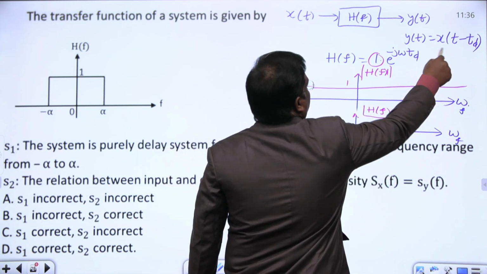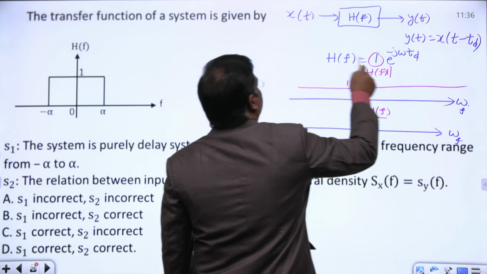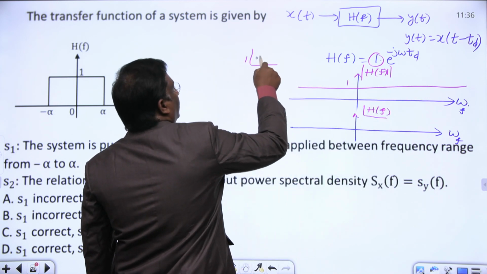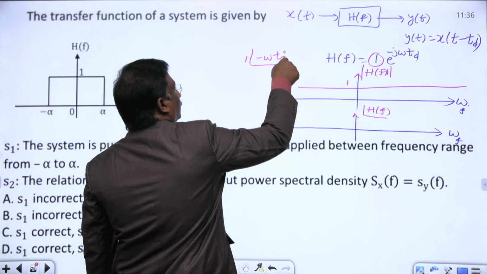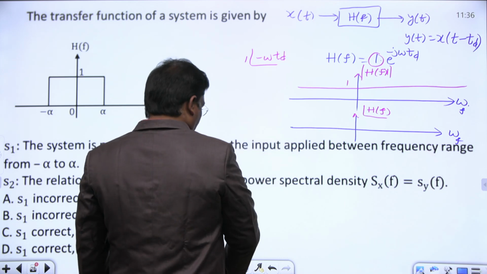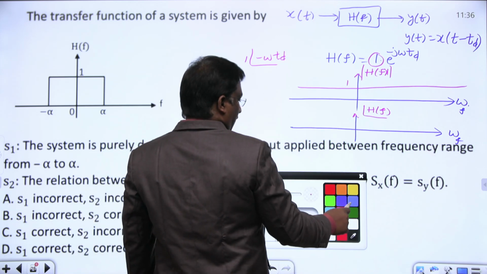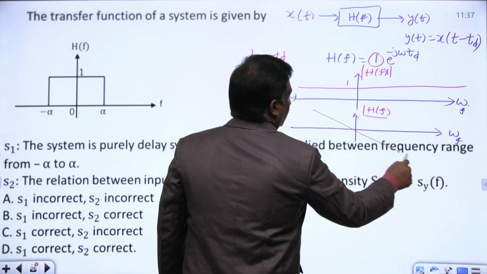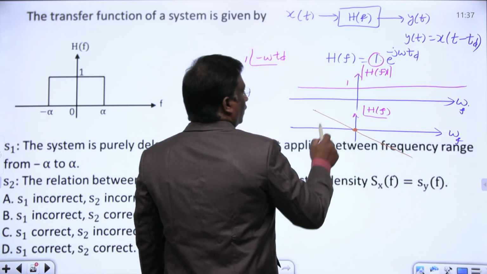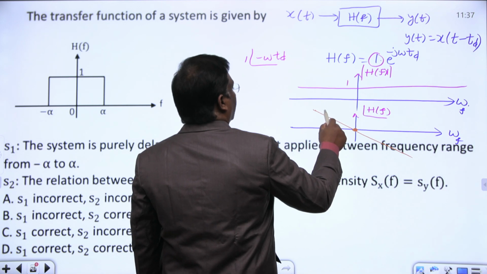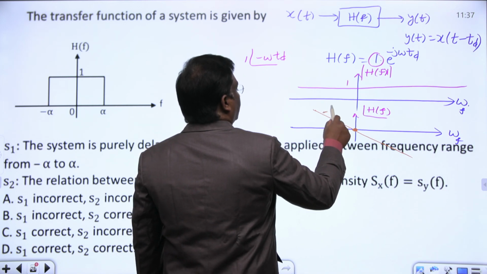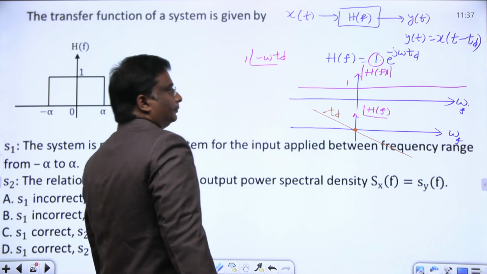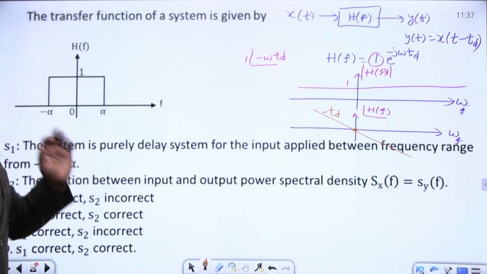This is the angle minus j. This can be written as 1 at an angle minus omega td. And if I plot this angle, how will this angle be? Something like this, it passes through the origin with slope minus omega td. Minus td is the slope here. This is the all pass filter characteristic for a delayed system.